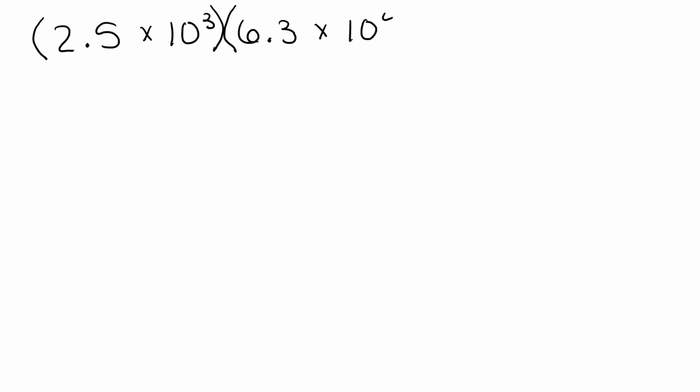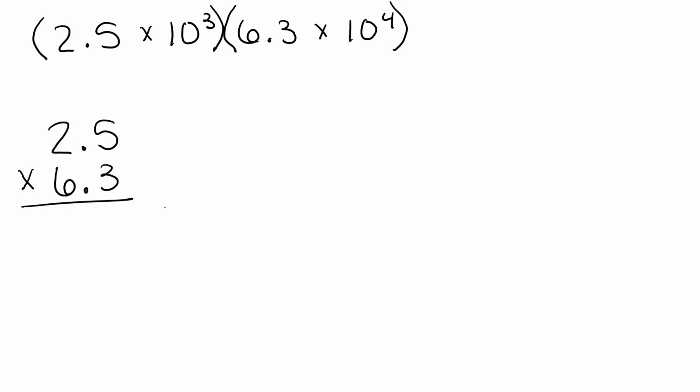For number 3, we have the problem 2.5 times 10 to the third power. And we're going to multiply it by 6.3 times 10 to the fourth power. Now, when we add and subtract, we have to write our numbers in standard form. But we don't have to do that with multiplying and dividing. When we're multiplying, we can just multiply our numbers together.